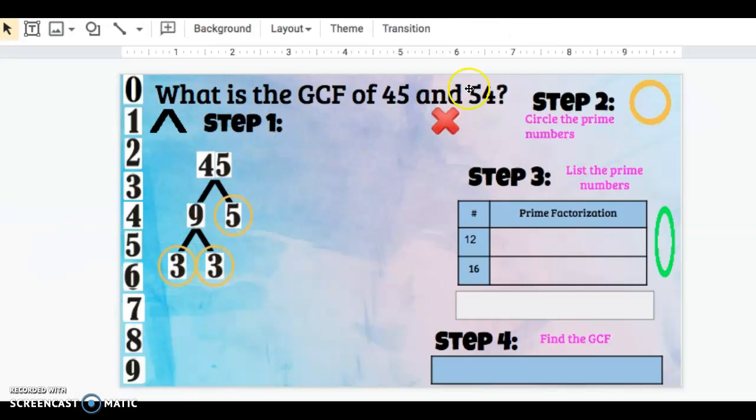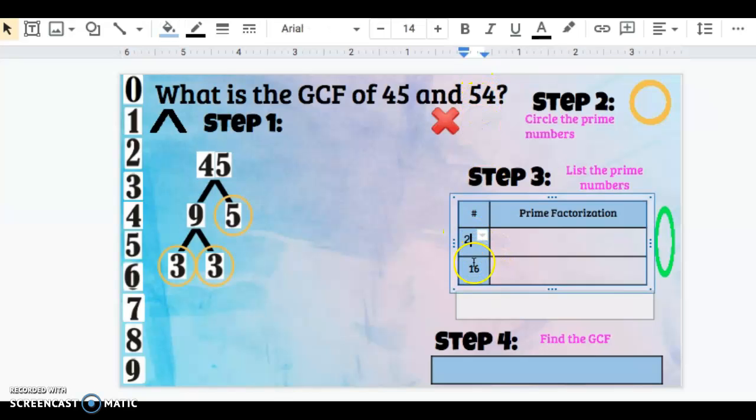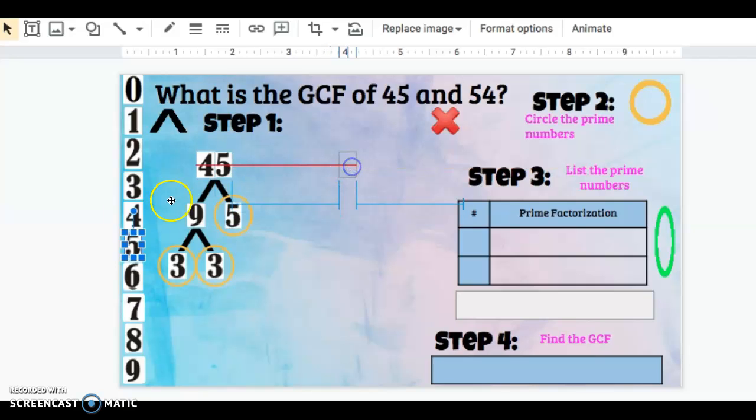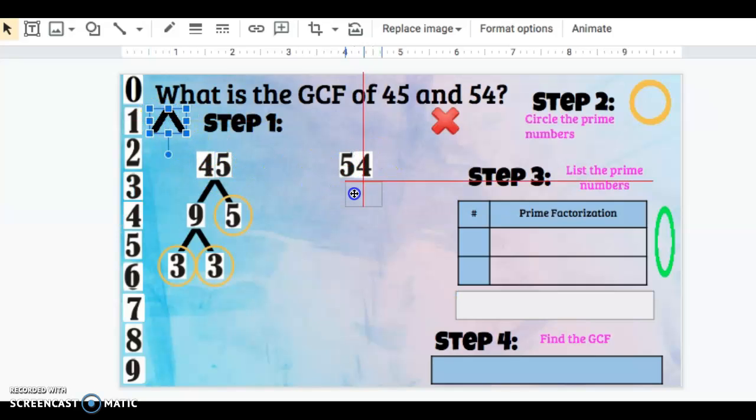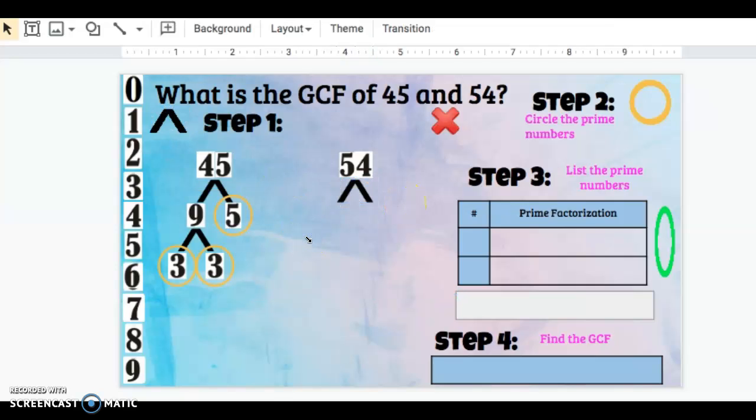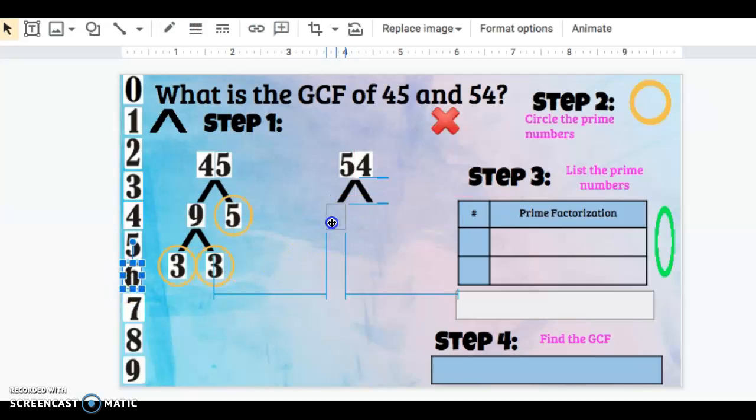So now I have to do 54. If I'm getting 54 done, I'm going to drag my 5, I'm going to drag my 4, and I'm going to begin breaking it down. So I'm going to break down 54. I ask myself, what times what gives me 54? Well, I know that 9 times 6 gives me 54. So I'm going to start off by doing 9 times 6.